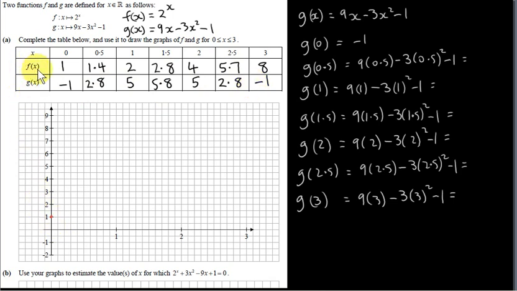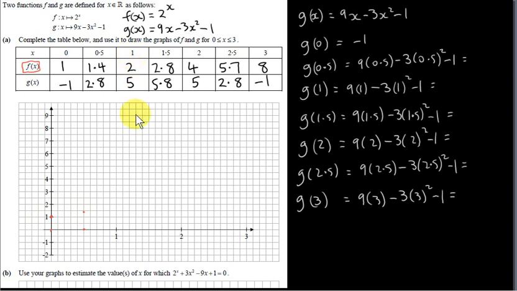Now I'm going to plot f of x in red. F of 0 is 1. What about f of 0.5? Well, where is 0.5? This is 0. We have 1, 2, 3, 4, 5, 6, 7, 8, 9, 10 tiny squares. So halfway is 5 tiny squares: 1, 2, 3, 4, 5. So this is 0.5 here. And at 0.5, f is 1.4. Well, 1.4 is just a little bit below 1.5. So 1.4 is about here.